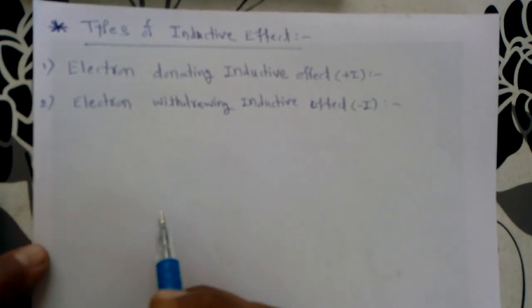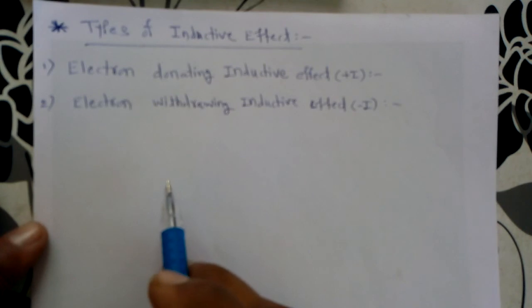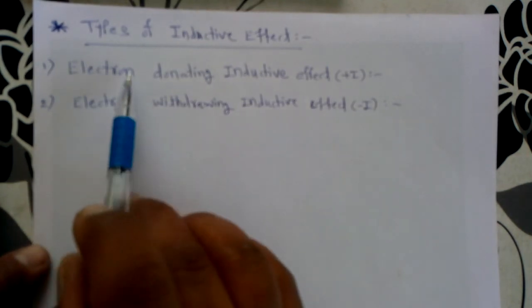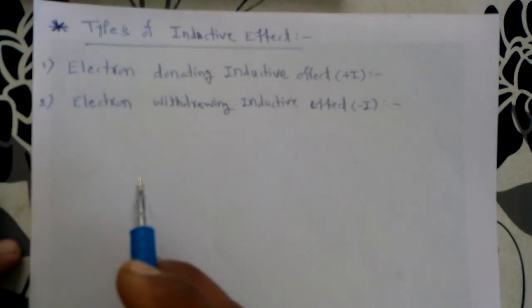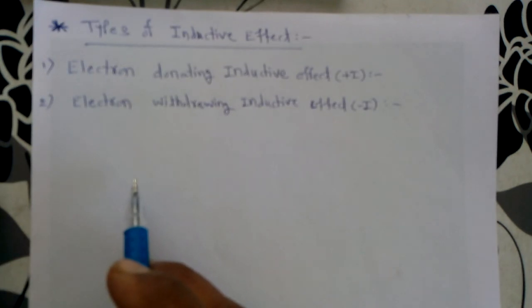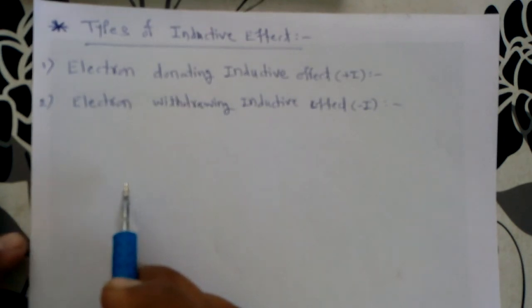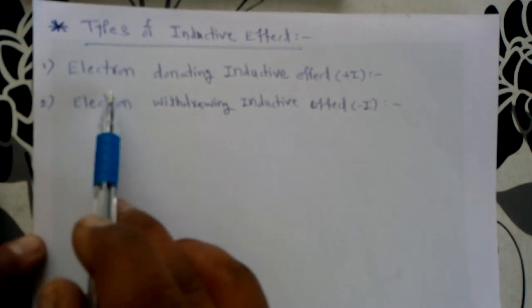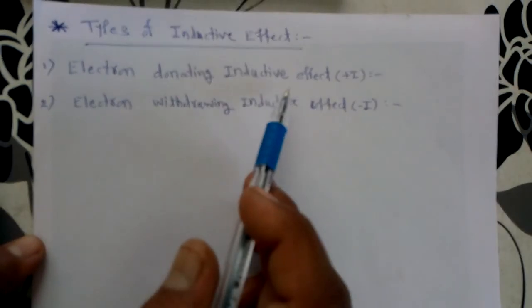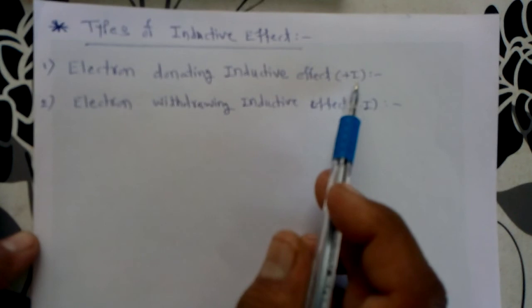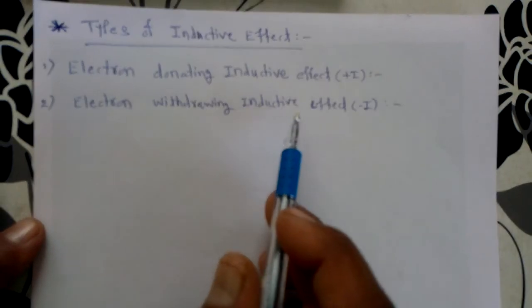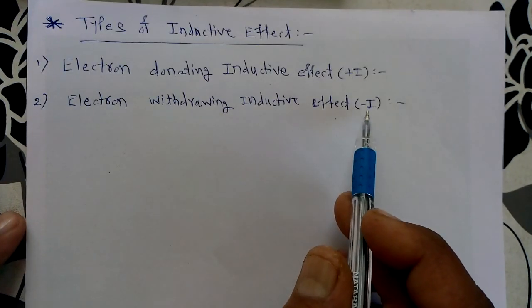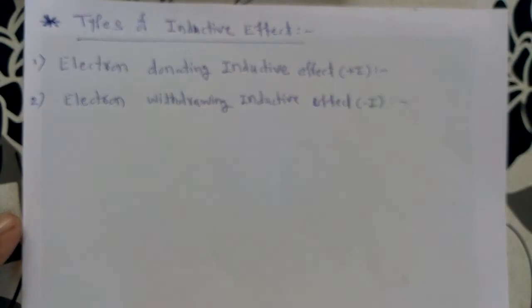Now in the current lecture we are going to take the next important point from this inductive effect, that is called the types of inductive effect. What are the different types of this inductive effect that we have to study in this current lecture. So this inductive effect can be classified into two different types. The first type is called the electron donating inductive effect, that is represented by plus I, and the second type is called the electron withdrawing inductive effect, that is represented by minus I. So these are the two types of this inductive effect.